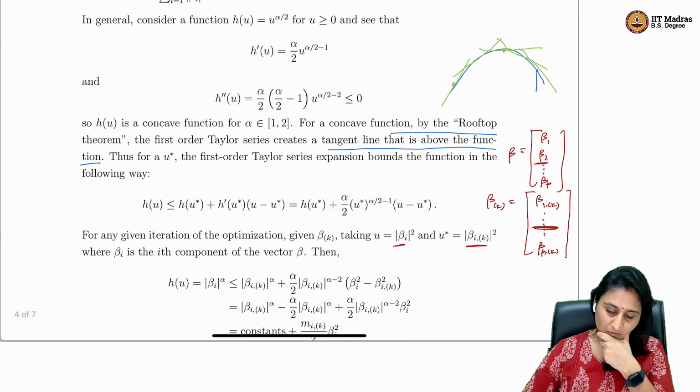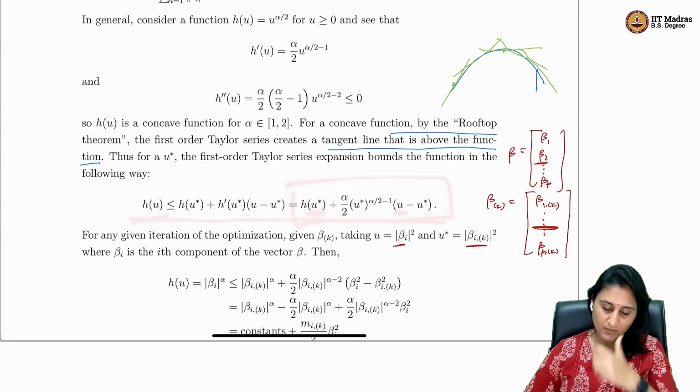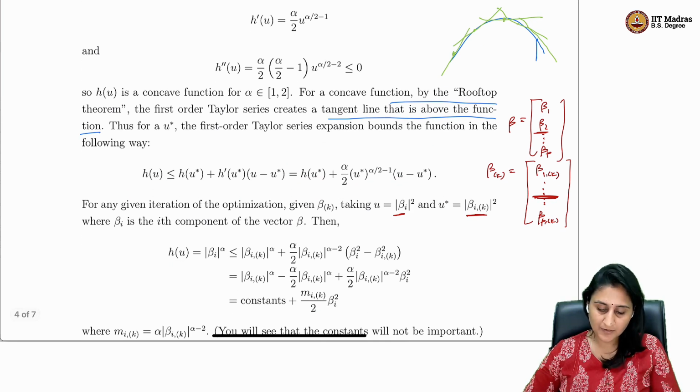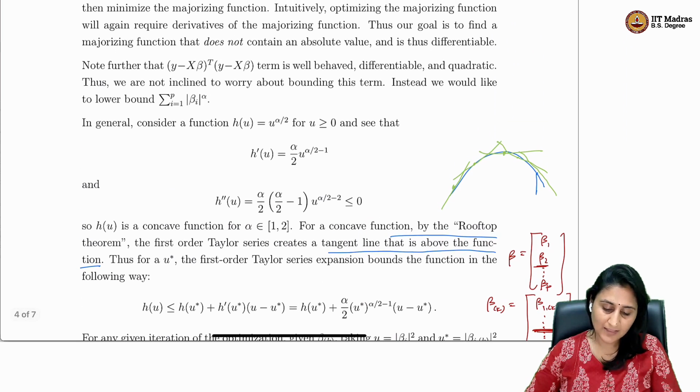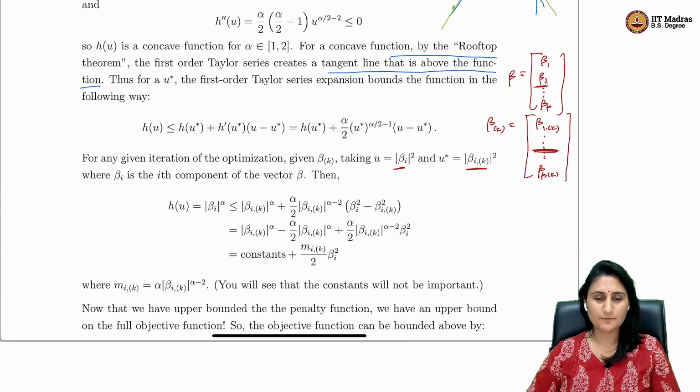So now in this inequality, this side and this side, I'm going to plug in u star and u. So h of u is nothing but absolute value of beta i to the power alpha, and that's based on what h of u is and what u I'm considering. Okay. h of u is equal to this. This is less than or equal to h of u star, which is absolute value of beta i k to the power alpha, plus alpha by 2. Then I plug in what u star is, so it's this thing, to the power alpha by 2 minus 1, times beta i squared minus beta i k squared. Okay. Right?